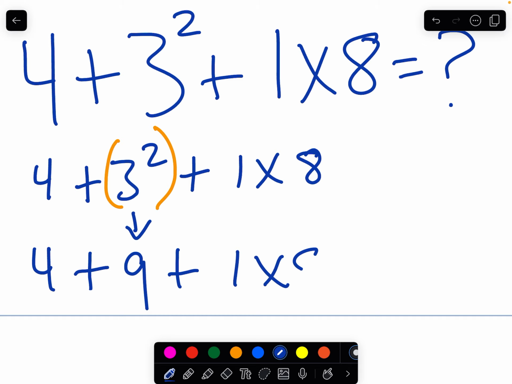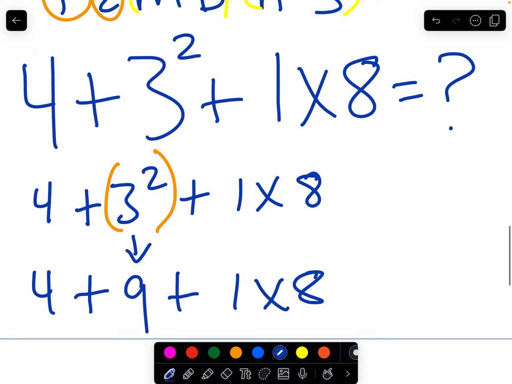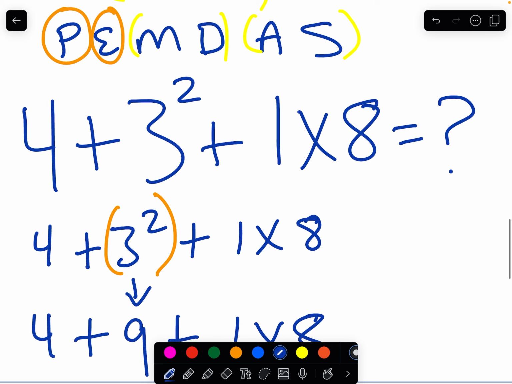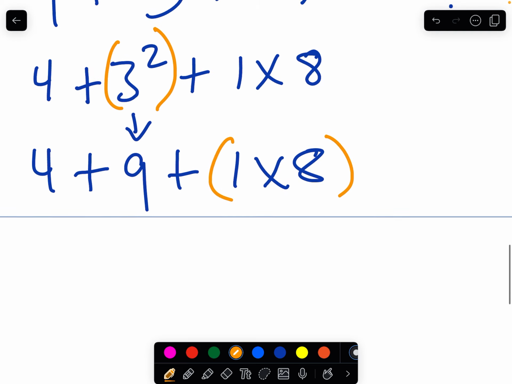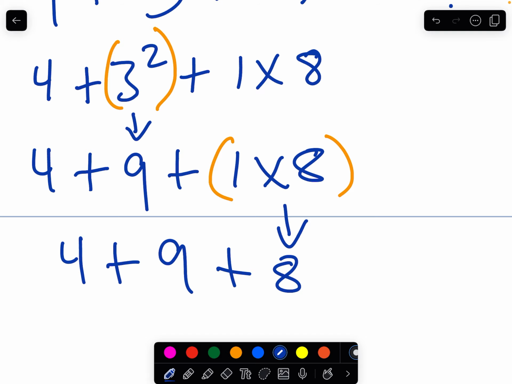Now I'm going to write the rest of the equation. Are there any other exponents? There are not. How about multiplication and division? Is there any multiplication and division? Wrong color. Multiplication and division. There sure is, right here. 1 times 8. So I'm going to do that part next. 1 times 8, well, that's just 8. Now I'm going to write the rest of the equation.